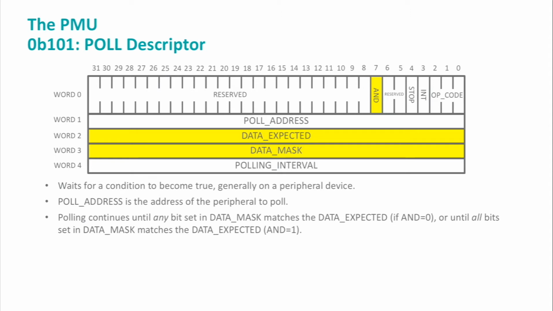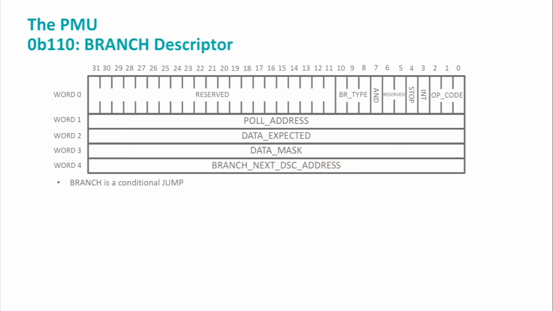Now, if there is no match, then the descriptor waits for the number of PMU clocks given in the polling interval field, and the process begins again. Now, why do we want to wait? Because unlike the wait descriptor, the poll descriptor is actually generating bus cycles. If the flag we're watching changes only infrequently, and our application can tolerate the latency, it's better to poll the location infrequently. That keeps the PMU from using too much bus bandwidth, and it reduces power consumption.